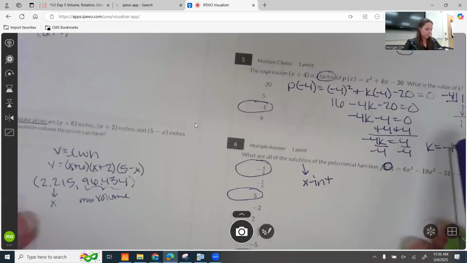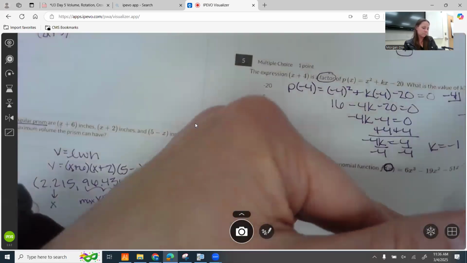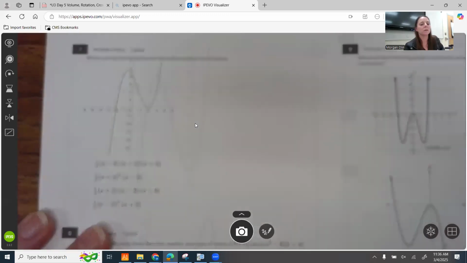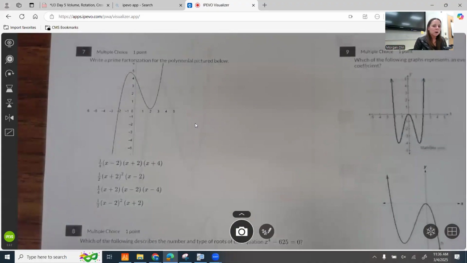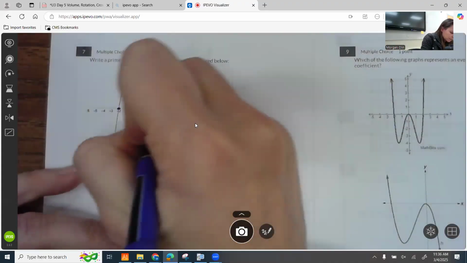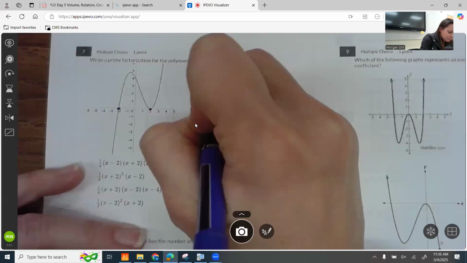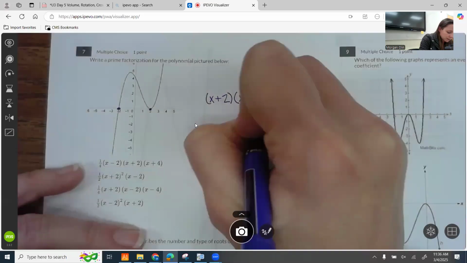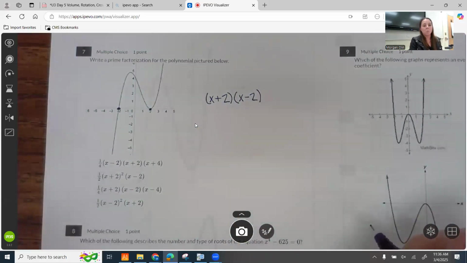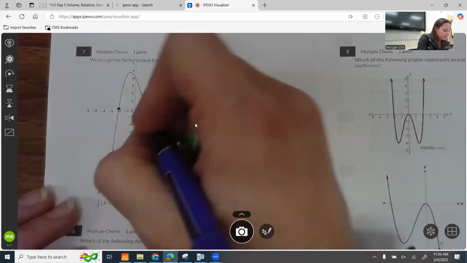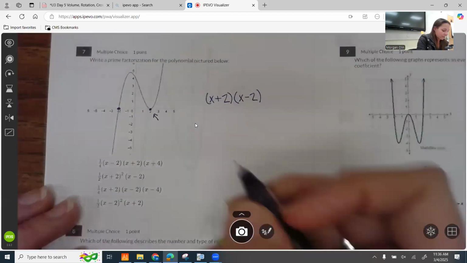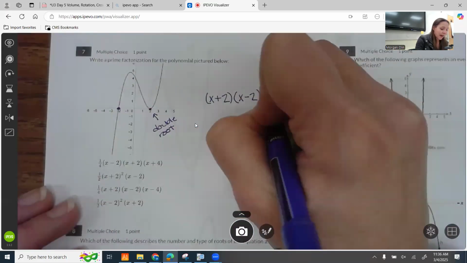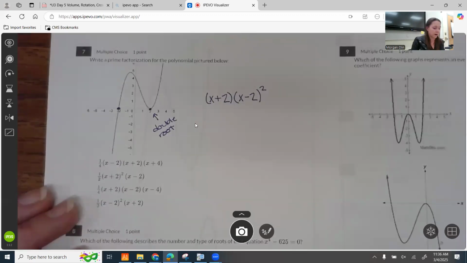Let's go to our next problem, number 7. Okay, so write a prime factorization of this polynomial. All right, start off with the x-intercepts here. If negative 2 is an x-intercept, then x plus 2 is a factor. If 2 is an intercept, x minus 2 is a factor. Now, there's something special about one of them. Do you know which one? It's this one. When it bounces off the graph, it is a double root. All right. That means that x minus 2 actually happens twice, and you can put a square on it.